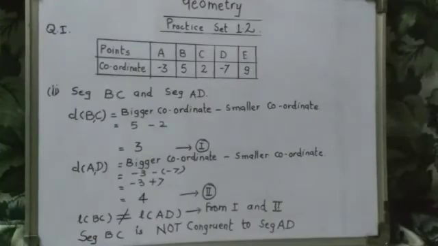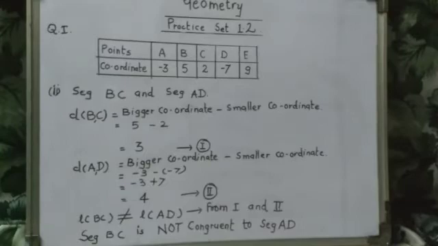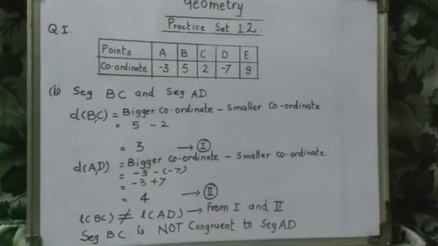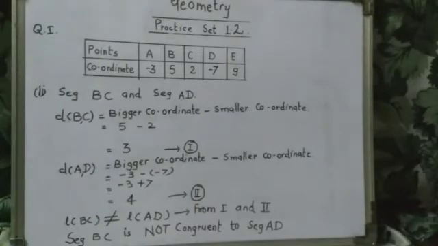My second question is segment BC and segment AD. Let's consider first distance BC. Bigger coordinate minus smaller coordinate. The coordinates of B and C are 5 and 2. So which is bigger? 5. Smaller is 2. While substituting it, what will I get? 5 minus 2 is 3. That will be my number 1.